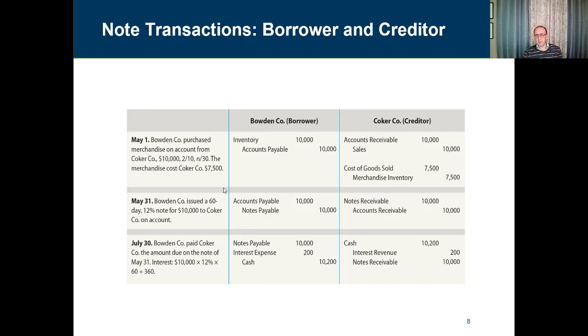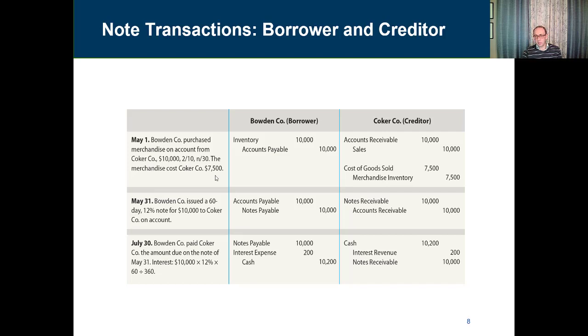So let's see the first transaction. It says here on May 1st, Bowden Company purchased merchandise on account from Coker Company, $10,000, 2/10 net 30. The merchandise cost Coker $7,500. So let's start with the borrower's side, because that's our main focus in this chapter, which is to see how the liabilities are going to be recorded.